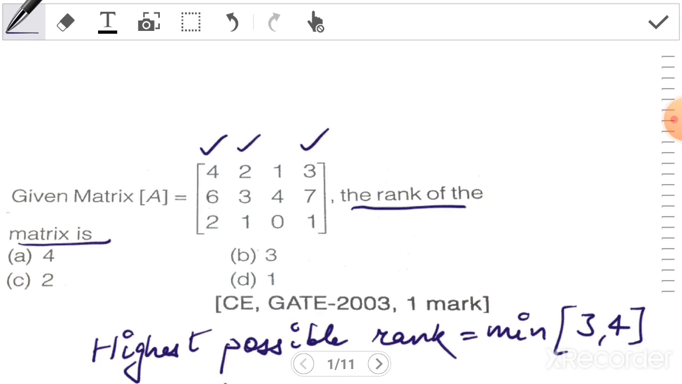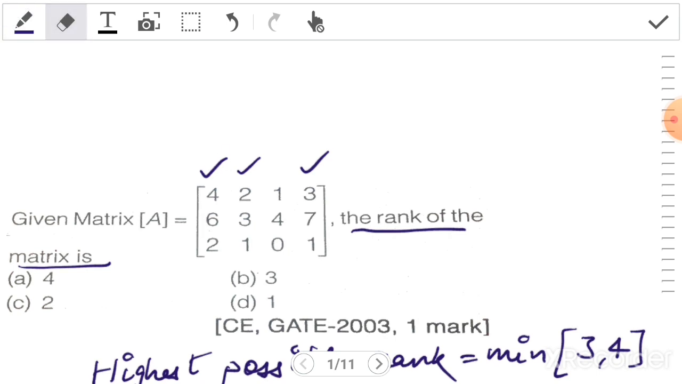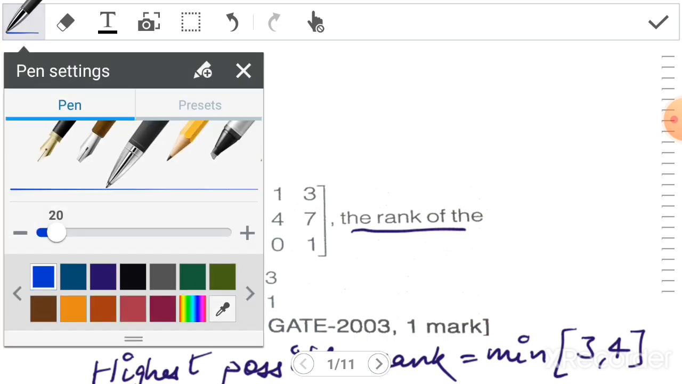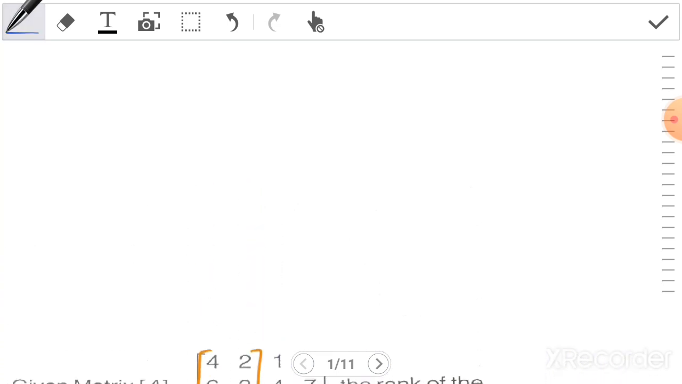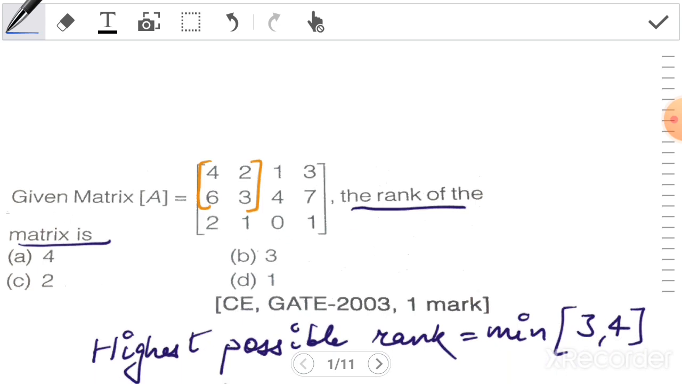Now let us try 2 cross 2 minors. Let us try this 4, 6, 2, 3. We can tell this without lifting a pen. So 4 into 3 minus 6 into 2, that is 12.